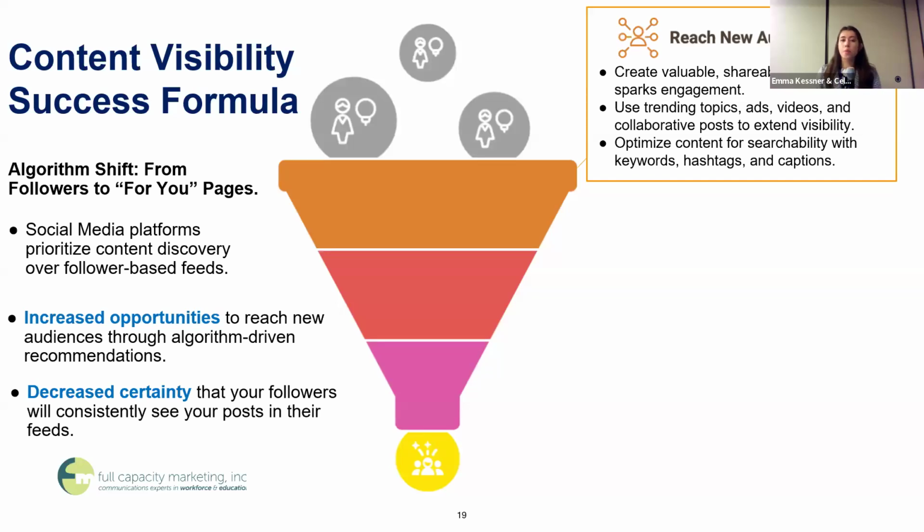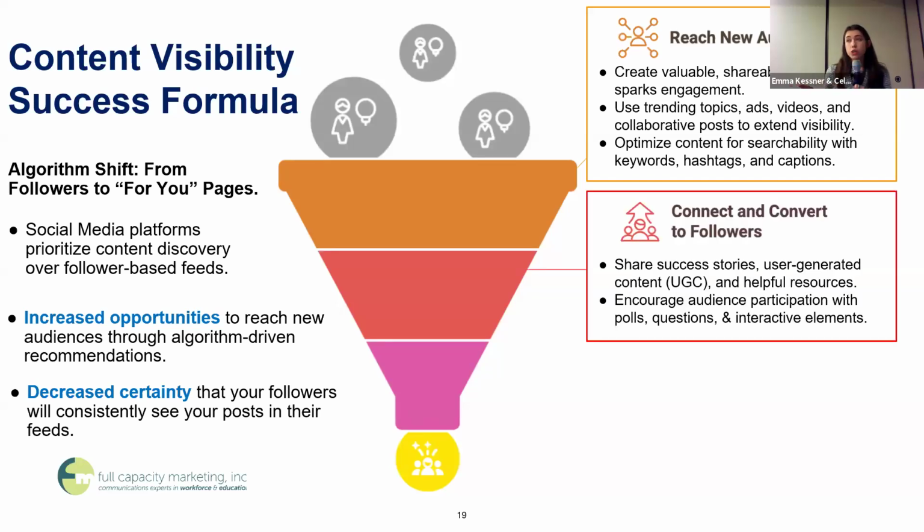And then also optimizing your content, making sure you're using the right keywords, hashtags, and captions. We go into this more in the AI presentation as well, on how to do keyword research. People, especially on TikTok and Instagram, are tending to use the search feature on those platforms more to discover new content, and so that can be another great way to get your post visible. That's really why that's on the reach new audiences part of it.